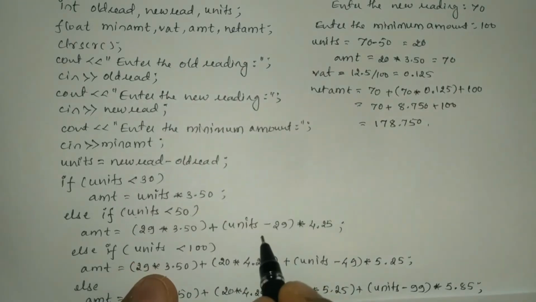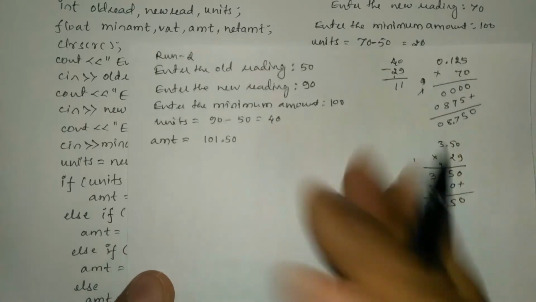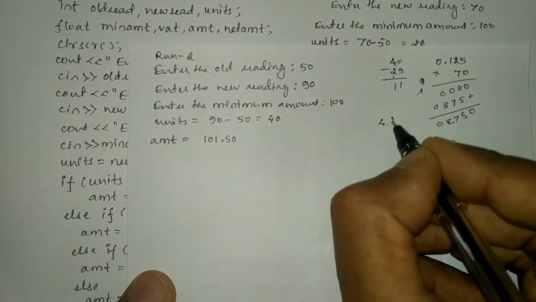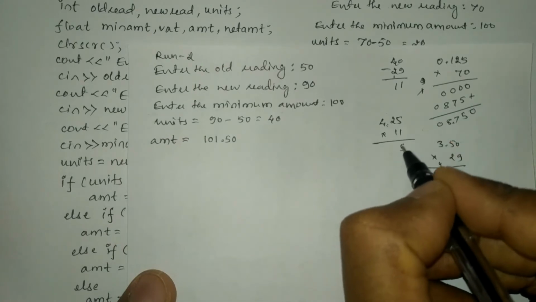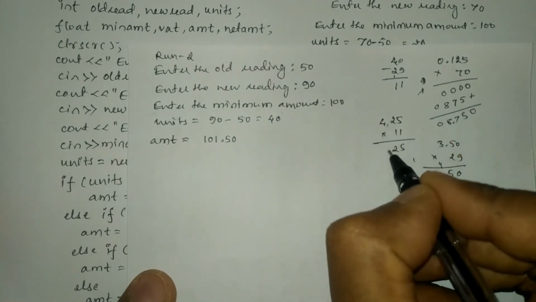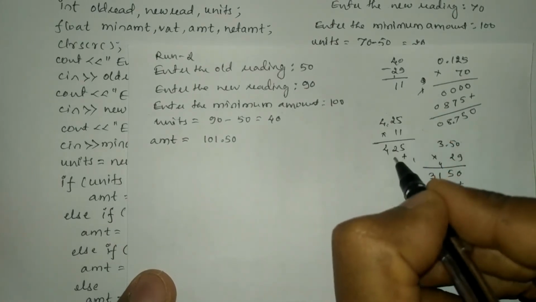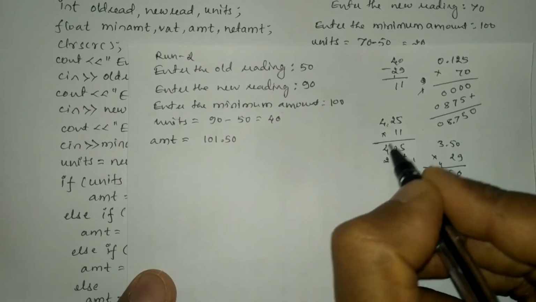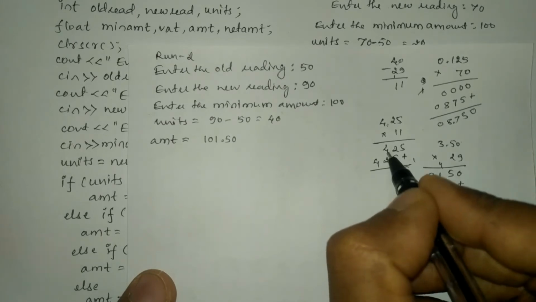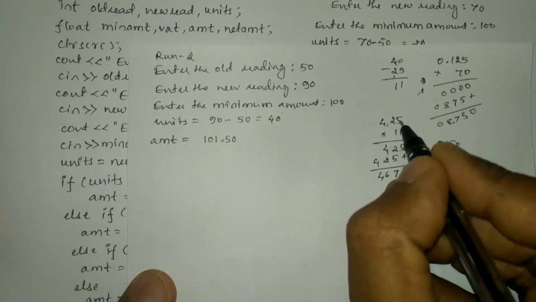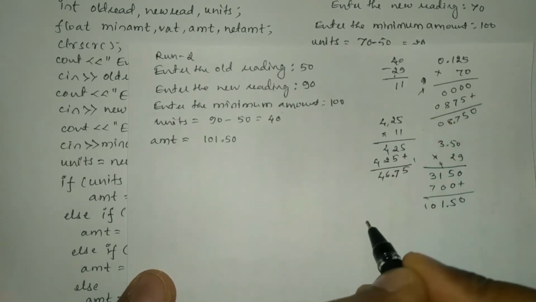Now we need to calculate 11 into 4.25. So 4.25 into 11. So 5 ones are 5, 2 ones are 2 and 1 4s are 4, plus similarly 5 ones are 5, 1 2s are 2, 1 4s are 4. Next 5 plus 2 is 7, 6 and 4. So after the 2 digits you can put decimal point.